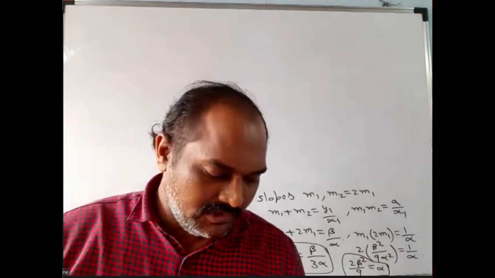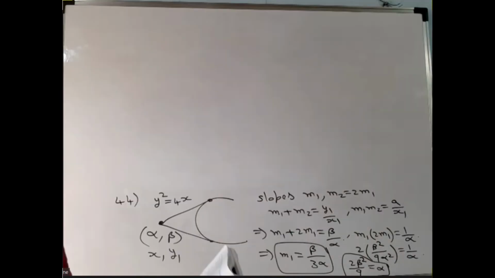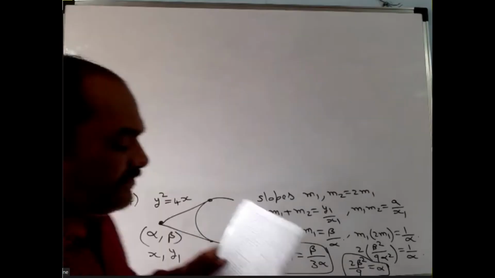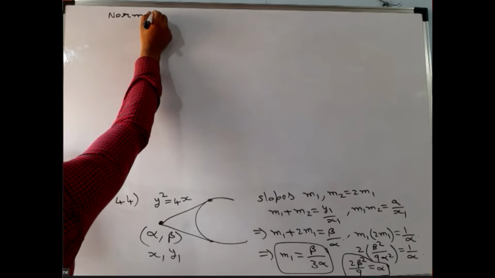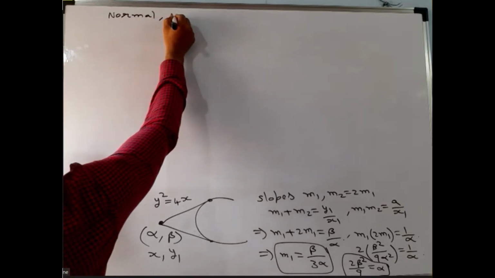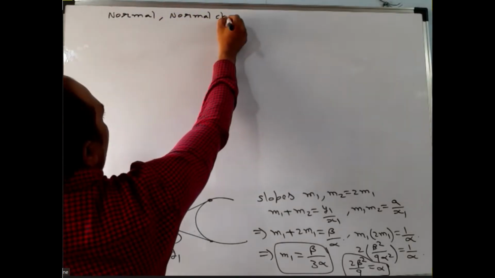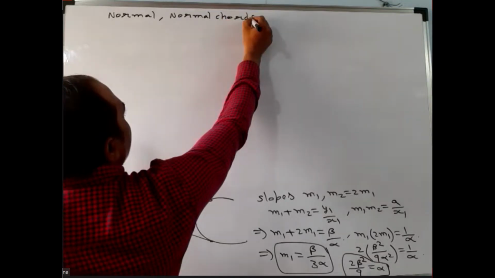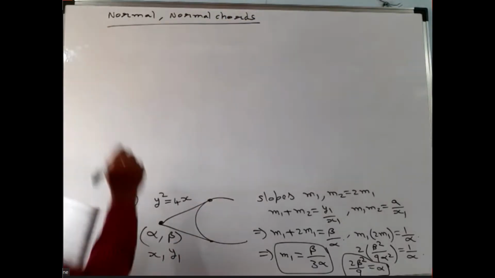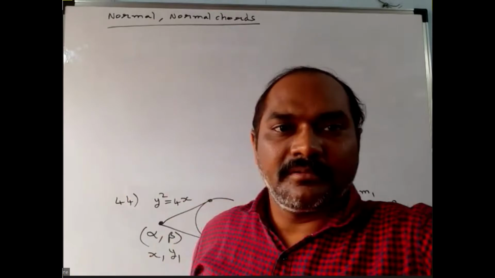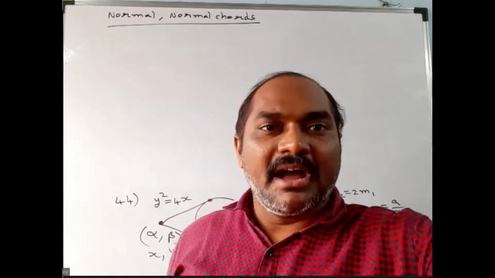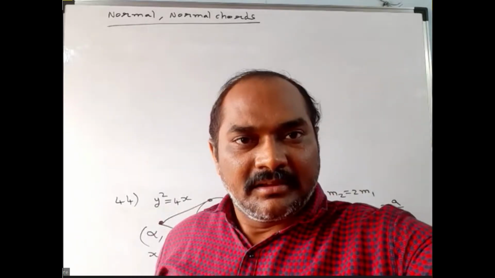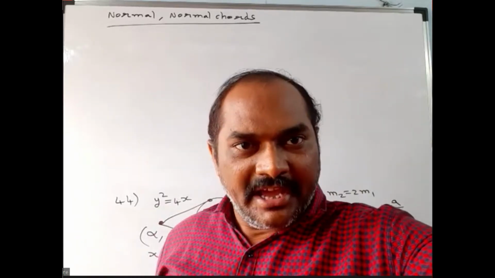Completed. 2 beta squared by 9 is equal to alpha. Students, write down the concept: normal chords. Listen, students, all the 40 students. Emma, listen. Today morning, I sent it to you already.